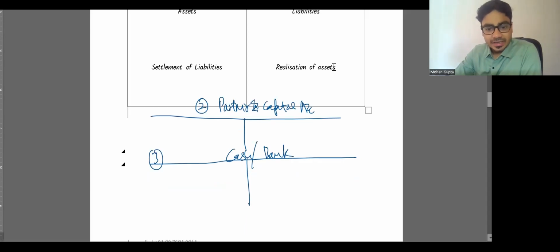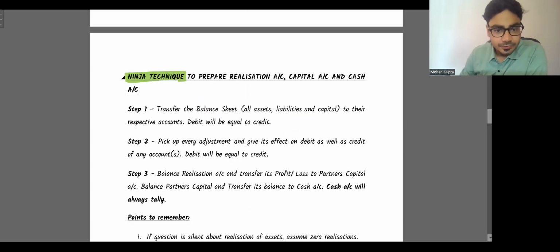So what is the ninja technique? The ninja technique, the first step, there are only 3 steps. The first step is to transfer all the balance sheet items, all assets and capitals to their respective accounts. Debit will be equal to credit.